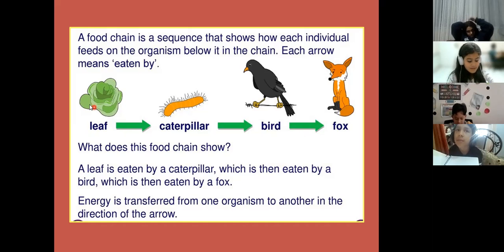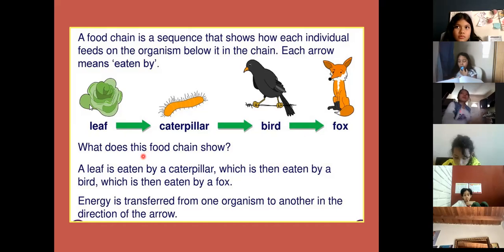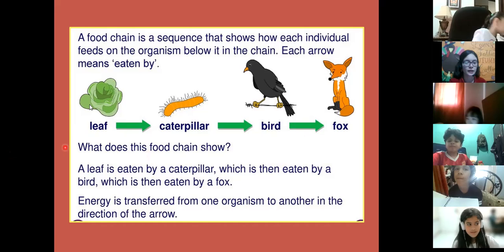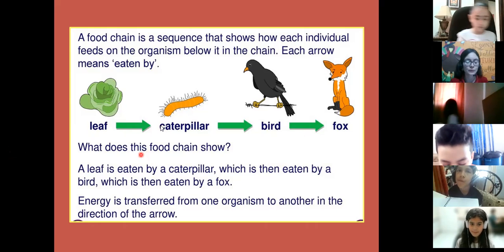Who wants to tell me another example? Which other example of a food chain do you know, class, that you want to share? Alberto and Joshua, your video, please. Who knows another example? Khaled, tell me, which example do you have?